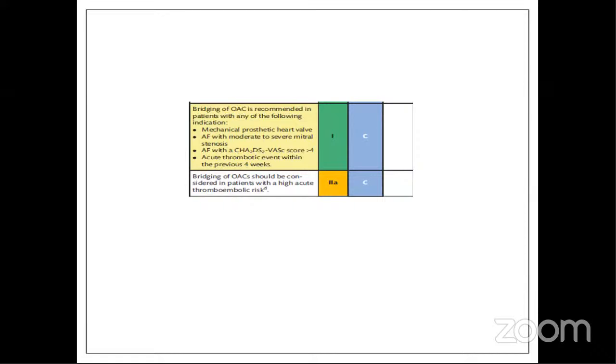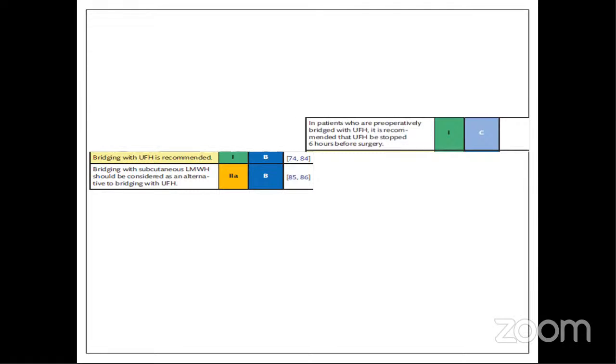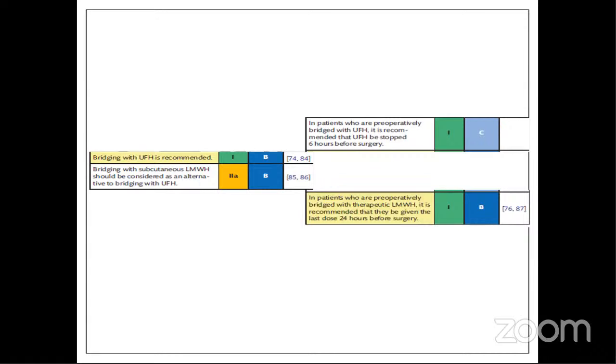Bridging is recommended in patients with mechanical prosthetic heart valve, AFib with moderate to severe mitral stenosis, AFib with a CHA2DS2 score of more than 4, or acute thrombotic event within the previous 4 weeks, like ischemic stroke, PE, or acute coronary syndrome. Bridging with unfractionated heparin is recommended. Subcutaneous low molecular weight heparin should be considered as an alternative for the unfractionated heparin. If the patient is bridged on unfractionated heparin, it is recommended to stop it at least 6 hours before surgery. If the patient is bridged on low molecular weight heparin, it is recommended to stop it 24 hours before surgery.